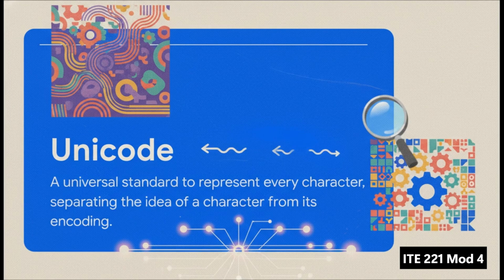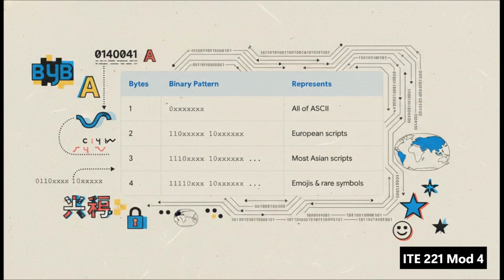Now, Unicode wasn't just a bigger list of characters, it was a whole new philosophy. It separated the idea of a character, like the concept of the letter A, from the actual bytes used to store it. The most popular way to actually encode Unicode is something called UTF-8. And its genius is this variable length system you see here. If it's a regular English letter, it uses just 1 byte, which makes it totally backward compatible with old ASCII files. But for other characters, it can stretch to use 2, 3, or even 4 bytes. It's efficient, it's flexible, it's pretty much the perfect system for the modern web.